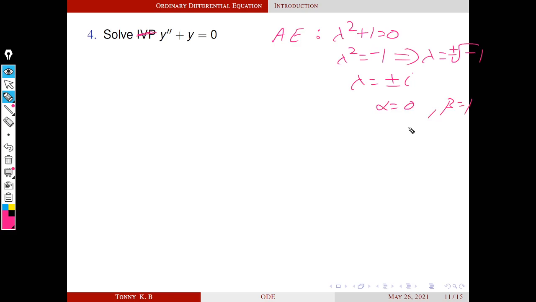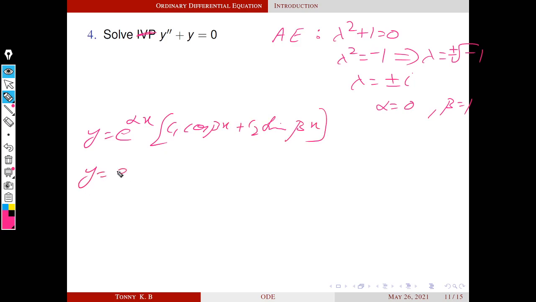Then you can directly write the general solution. What is our general solution? This is our third case, so y is equal to e raised to alpha x times (c1 cos beta x plus c2 sin beta x). This is the general solution. What is our alpha? Alpha is 0, so e raised to 0x times c1 cos beta x. What is beta? Beta is 1. So c1 cos x plus c2 sin x.